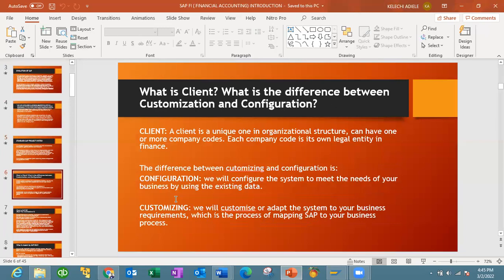Okay, so what is a client? I've been hearing about client. A client is a unique organizational structure. It can have more than one company code. Each company code is its own legal entity in finance. So company code is a finance activity. In fact, you cannot build any module except you have built finance. No module can work without finance.